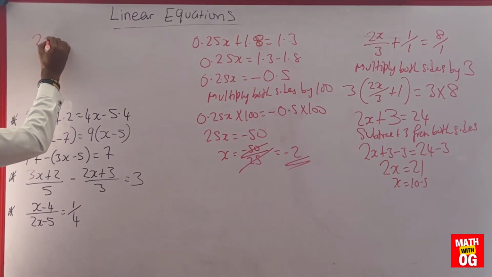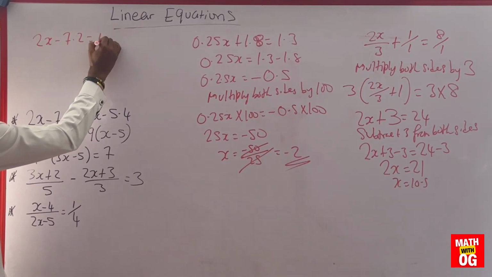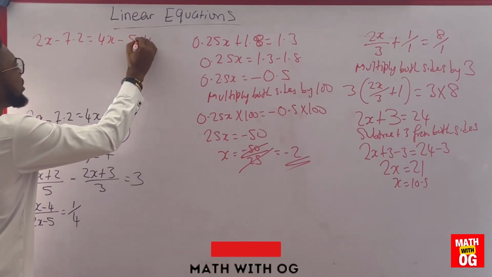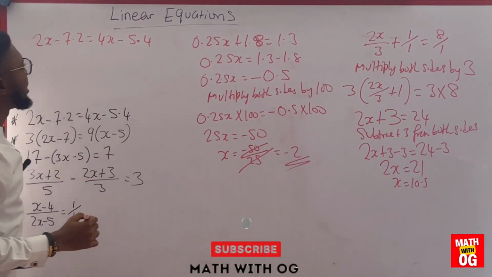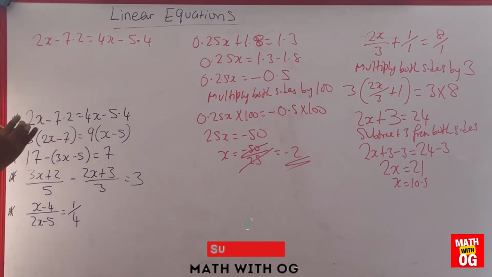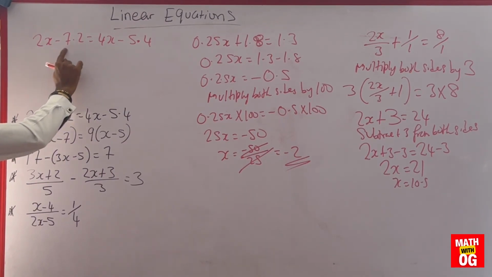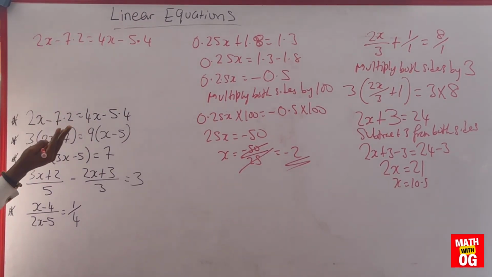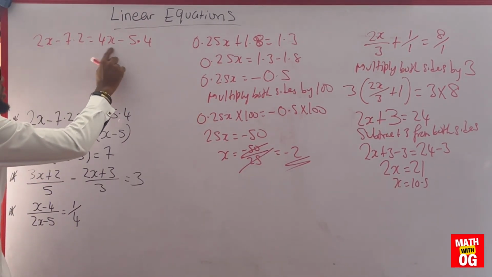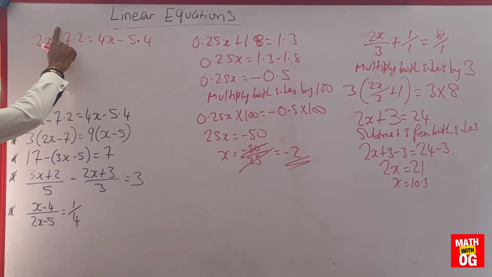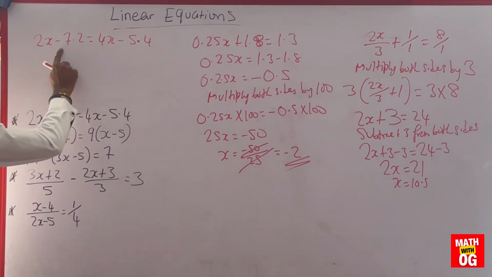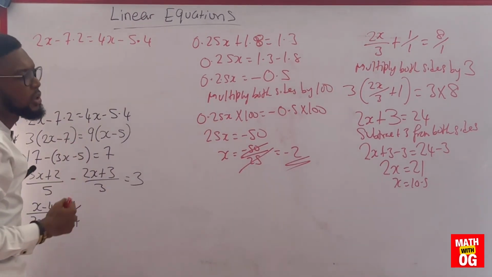We are given 2x minus 7.2 is equal to 4x minus 5.4. Now collect like terms. So to collect like terms, it means I'm going to subtract 4x from both sides and add 7.2 to both sides. I believe you all understand what we are doing. Subtract 4x from both sides, so 4x will come here as negative 4x. Add 7.2 to both sides, so 7.2 will come here as positive 7.2.